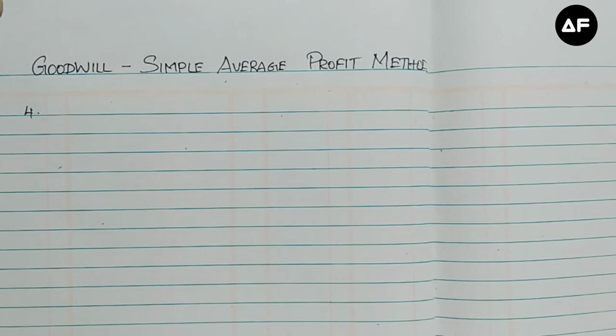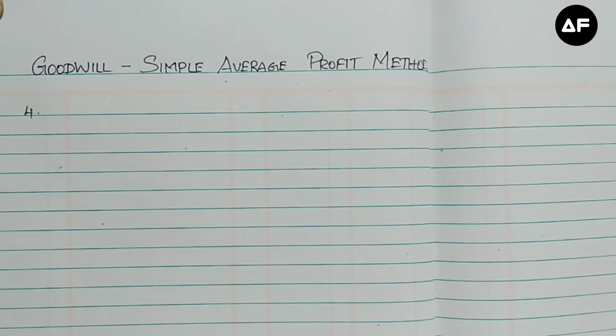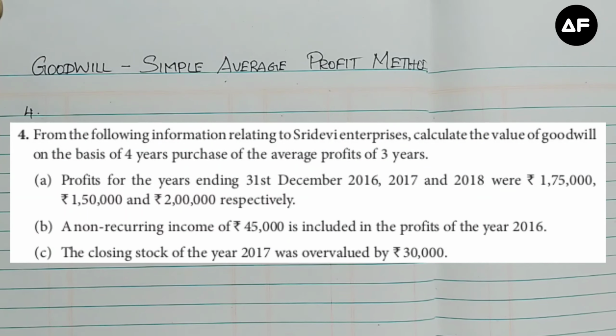We are looking into the 4th problem, that is calculation of goodwill under simple average profit method. The problem goes as: from the following information relating to Sri Devi Enterprises, calculate the value of goodwill on the basis of 4 years of purchase. So the number of years of purchase is 4, of the average profit of 3 years. There are 3 points given in the sum. The first point goes as profits for the year ending 31st December 2016, 17 and 18. So all the 3 years have a profit.